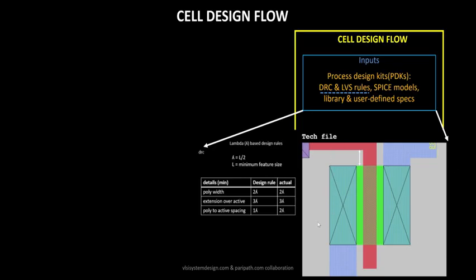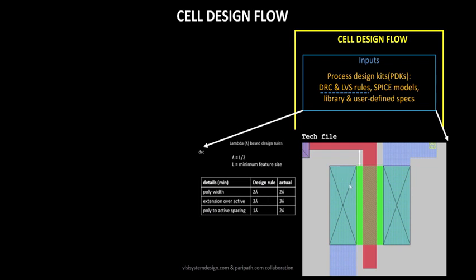So these are all snippets from one of my previous courses, custom layout. So you might want to have a look into that course. That course explains in detail what each and every layer is. So if this is the active area, your poly extension over the active, the design rule specifies, is to be 3 lambda. So these are the typical inputs that we get from the process design, that we get from the foundries.